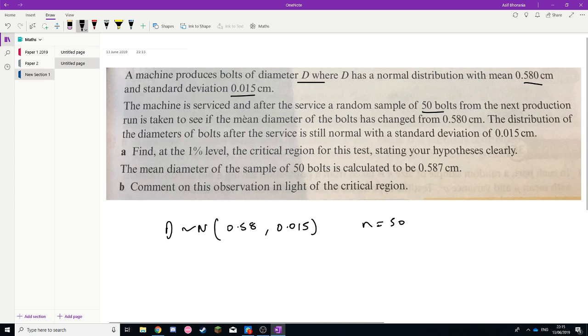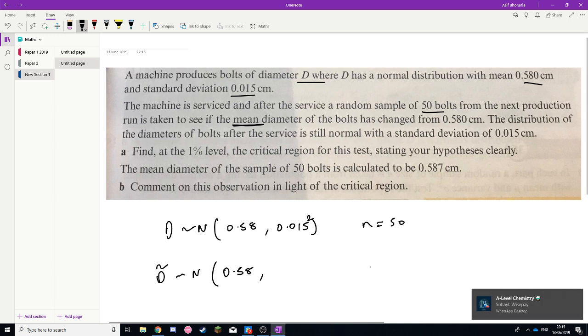So mean diameter. Okay, this is very important. This means you can't just use this. You have to now work out the sample mean, and that is given by this. The mean stays the same, but your variance is now going to be the standard deviation squared, 0.015 squared. My bad. And now this would be 0.015 over n squared. Wait, what was the formula? No, it was this: 0.015 squared over n.